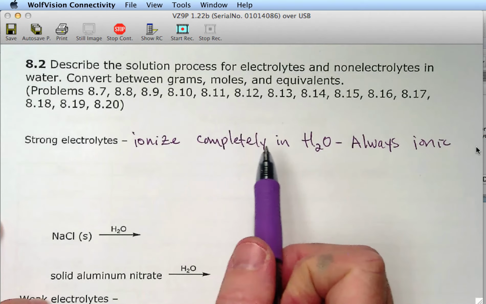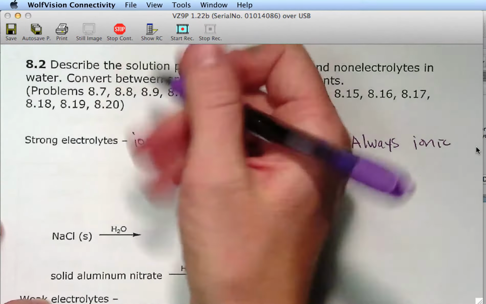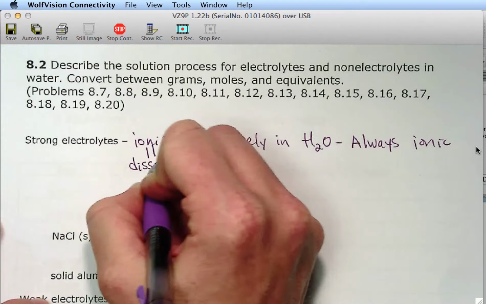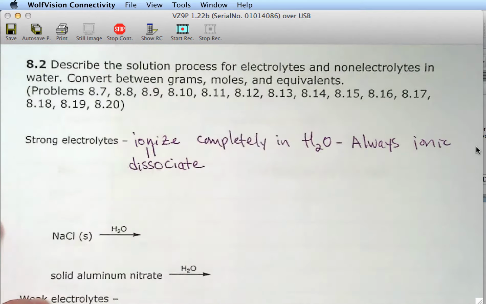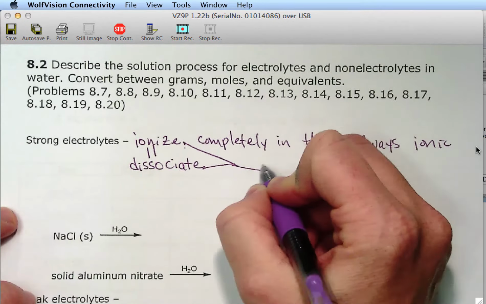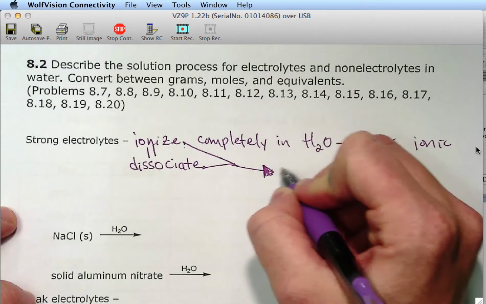Another term that you'll see used for ionize is dissociate. So ionize and dissociate are the same thing. So they form ions. Dissociate, kind of a fancier term if you want to think of it that way. But dissociate means to form ions, to form charged species in a solution. So I'm going to put both of these mean the same thing, to form ions.